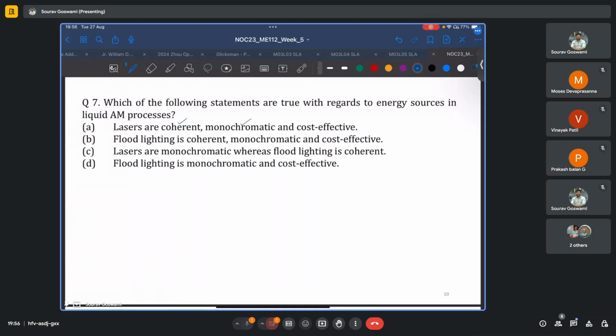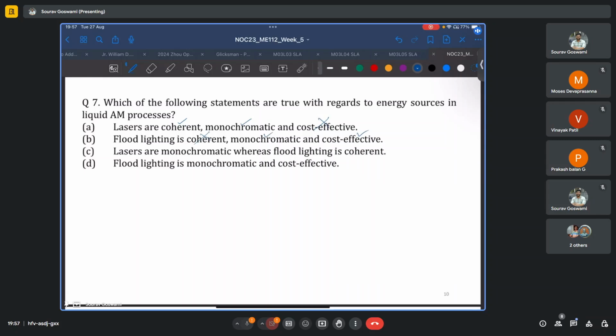Lasers are monochromatic, so they will typically have only a single wavelength, but they are not cost effective. In fact, they are highly cost intensive. So this statement is wrong. Flood lighting is coherent, monochromatic, and cost effective. Flood lighting is not coherent, whereas it can be monochromatic and it is cost effective. So this statement is also wrong.